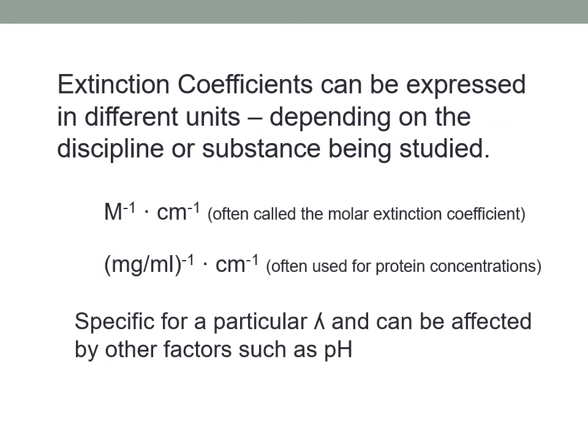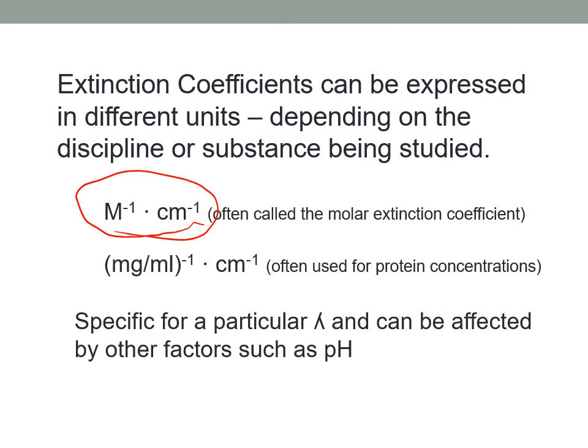So extinction coefficients, as I mentioned before, can be expressed in different units, and that's largely dependent on the discipline or the substance that's being studied. For chemistry, it's very common to have what's called a molar extinction coefficient, which is the inverse of moles per liter times the inverse of centimeters. Those would be the units of the extinction coefficient. In biology, in certain areas, it's common to see the extinction coefficient expressed in units of inverse milligrams per milliliter times inverse centimeters. And that's what we'll be using to determine chlorophyll concentration, although in a future experiment. But we will also use this first measurement as well. And I'll talk more about that when we get to our chloroplast experiment later this semester.